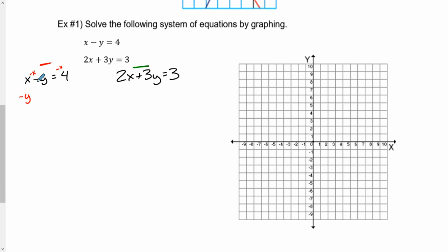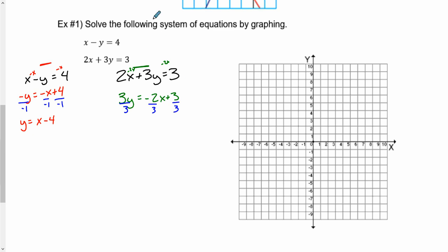Just remember, when we subtract that x, there's still a negative y there. We still have to get the y by itself, which means dividing everything by that -1. So y equals a positive x subtract 4. On the other side, I'm going to subtract my 2x over so that I have 3y equal to -2x plus 3, and divide by my 3 to get my y alone.